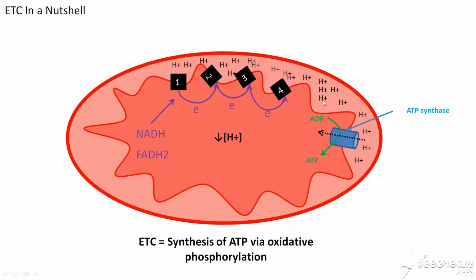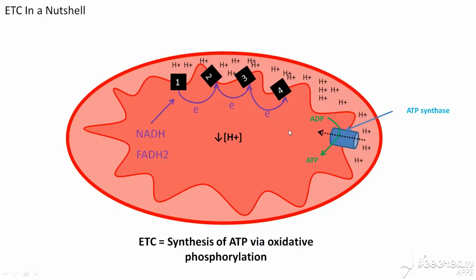So at the end of this process, you're going to have a high concentration of hydrogen ions in the intermembrane space, and a low concentration of hydrogen ions in the mitochondrial matrix. So we have a gradient that's going to push hydrogen ions from the intermembrane space into the matrix.